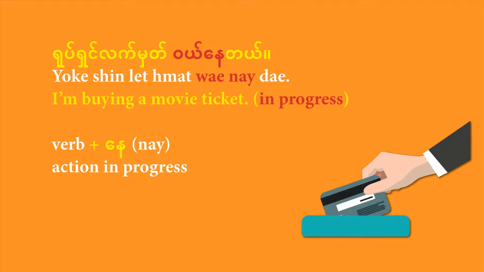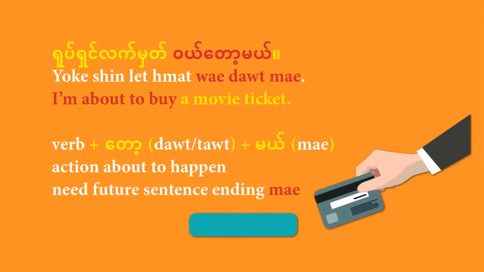If you want to say about to buy a ticket, then the particle you need is do, sometimes pronounced dote. Just like the other particle, it comes after the verb. So you change the verb to buy, wear, to wear do. Change it from wear, to buy, to wear do, about to buy. That shows the action is about to happen.